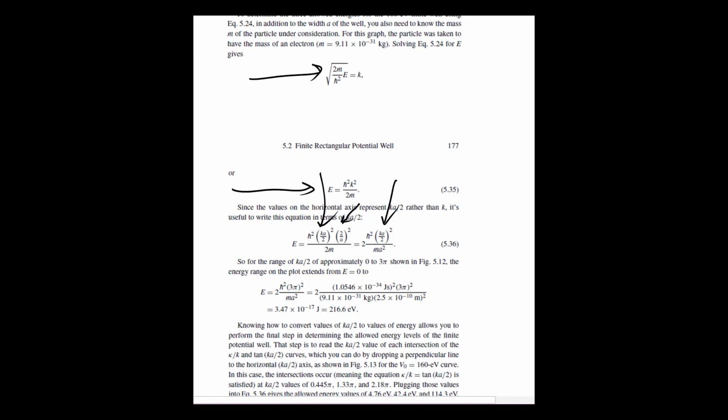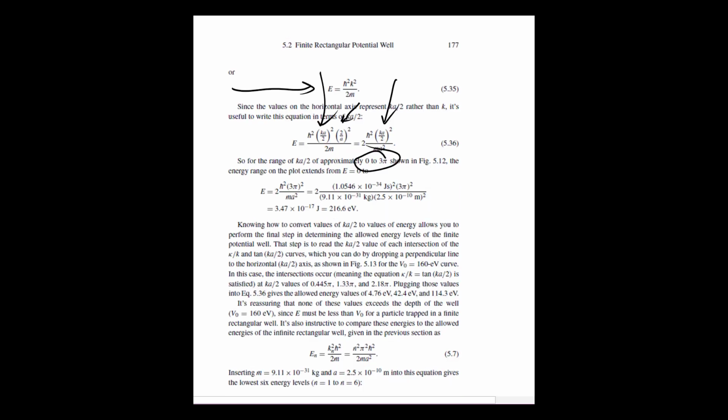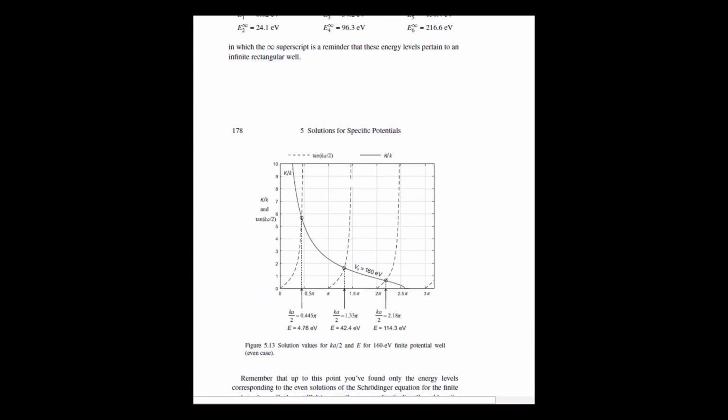That way, when we get a value for Ka over 2, we can plug it in here and determine the value of energy. For example, the plot goes from roughly 0 to 3 pi. Let's see what that corresponds to. We know that at 0, E is 0, but at 3 pi, I plug 3 pi in here for Ka over 2, crunch the math, and we get about 216.6 eV at the maximum of our horizontal axis. Now we're ready to read off our solutions.